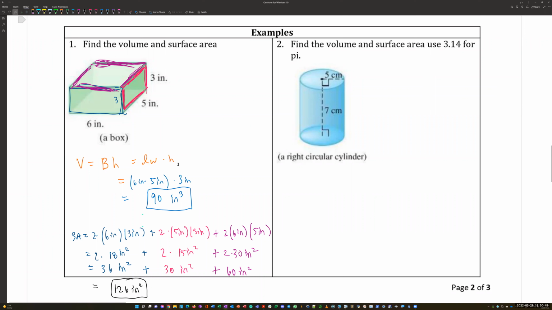Does that make sense? Another reason why it's easy to remember that you have to multiply them is because we need to get inches cubed, right? Volume has 3 dimensions. So we have to do inches times inches times inches. You gotta multiply. Does that make sense?